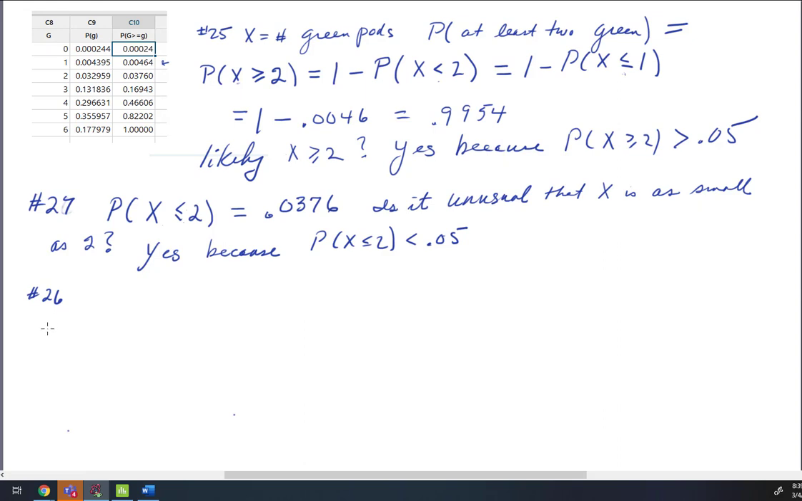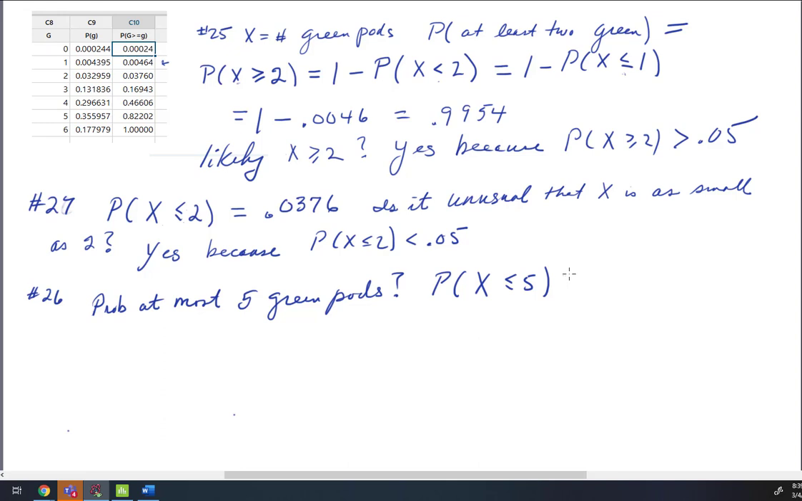And 26 says, what's the probability of at most 5 green pods? Well, we've got to translate that, and that would translate into the probability of x. Now what does it say? At most 5. At most 5 would be x less than or equal to 5. That is what that would say, isn't it?